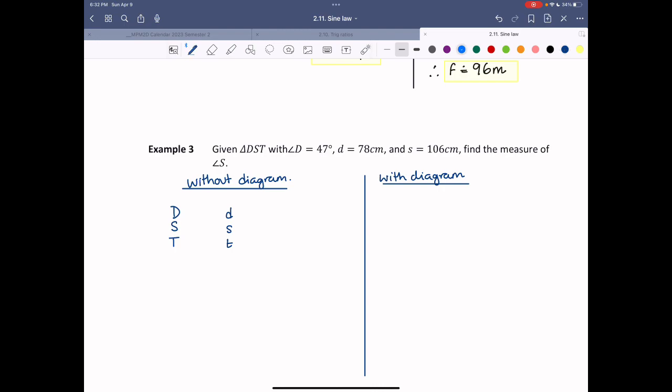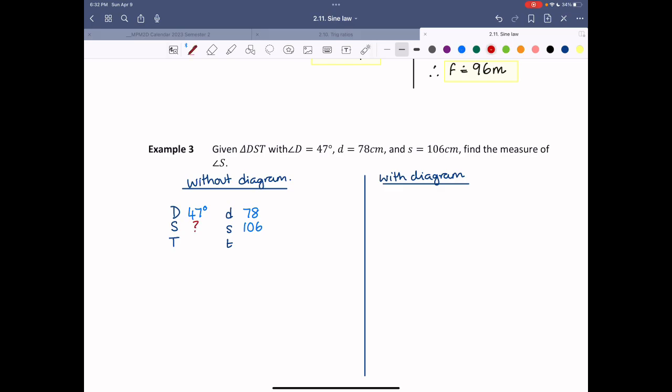Triangle DST, angle D is 47 degrees. Let's put that in. Side D is 78 centimetres. Side S is 106 centimetres. Find the measure of angle S. So our question mark is right there.